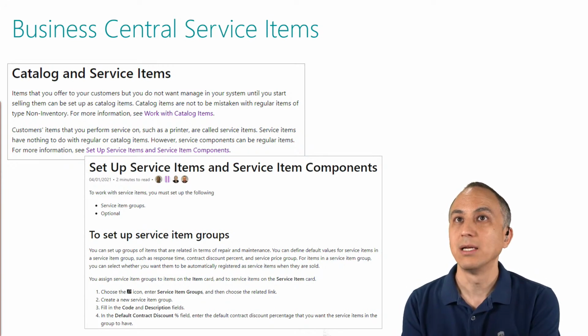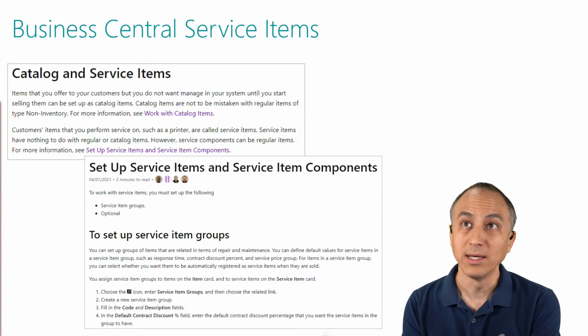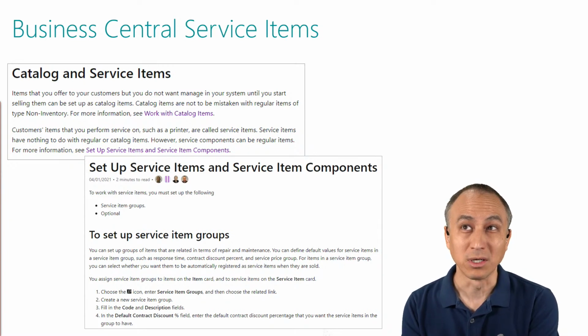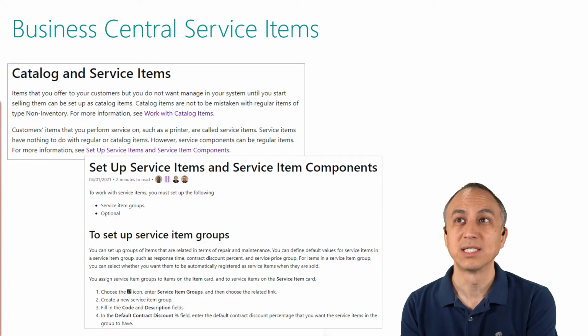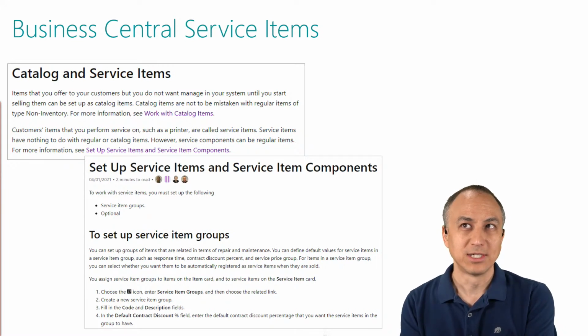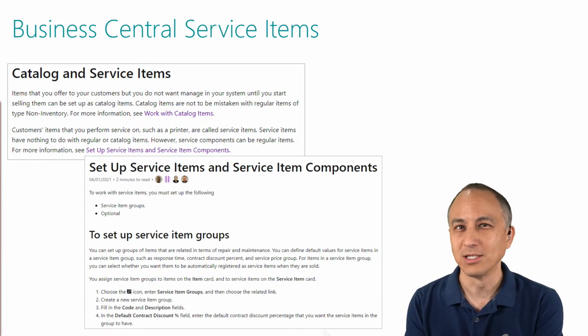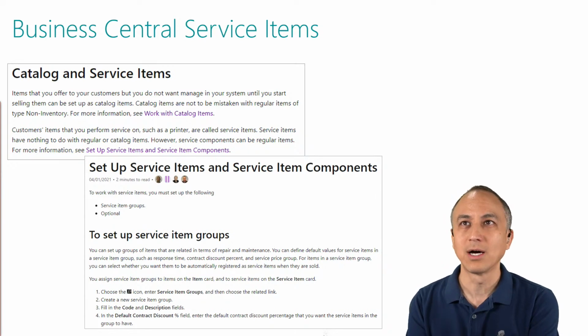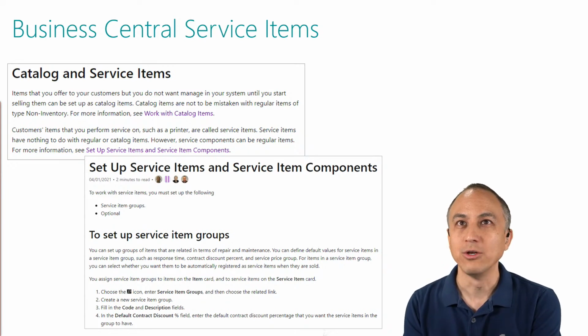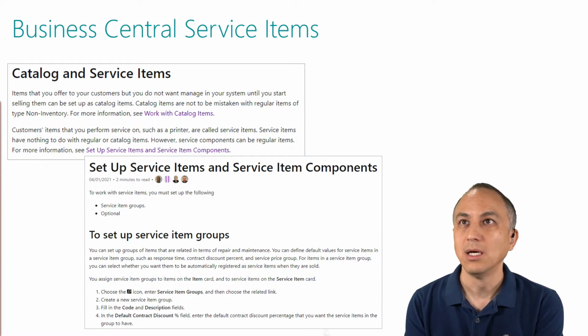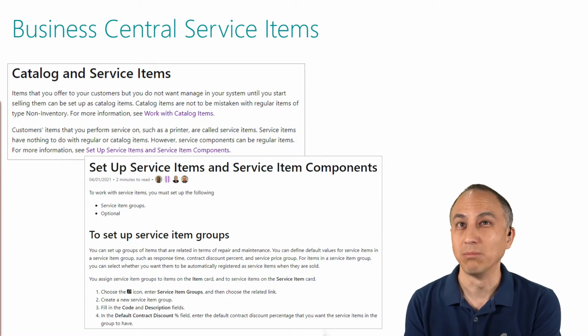So customers' items that you perform service on, such as a printer, are called service items. Interesting. Previously they talked about a consultancy hour, but now they're talking about a printer that you would service. Service items have nothing to do with regular or catalog items. However, service components can be regular items.